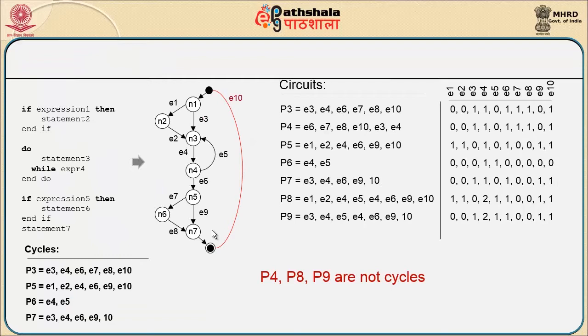At the same time, I also try to understand the number of cycles associated with this particular graph. So how many different cycles exist? What are the paths which represent cycles? P3 is one path, P5 is another path, P6 another path, P7 is another path. Of all the independent paths, only 4 of the paths are representing cycles, whereas P4, P8 and P9 are not cyclic paths.